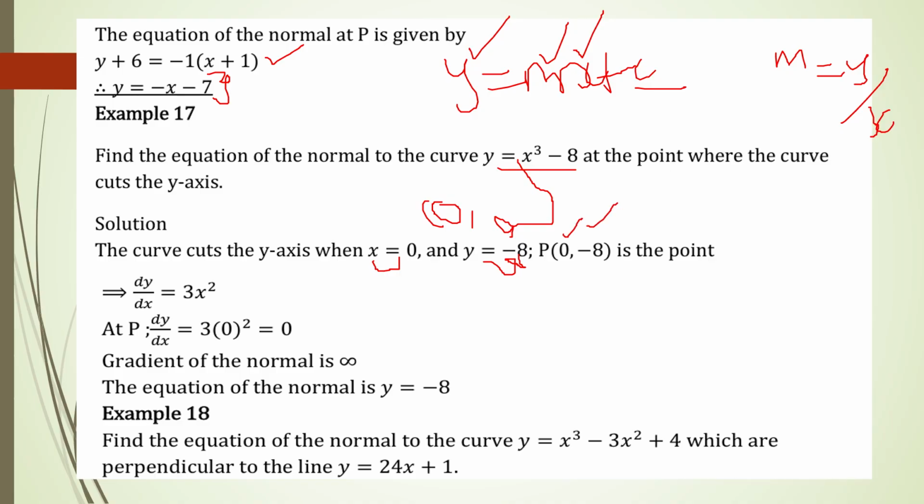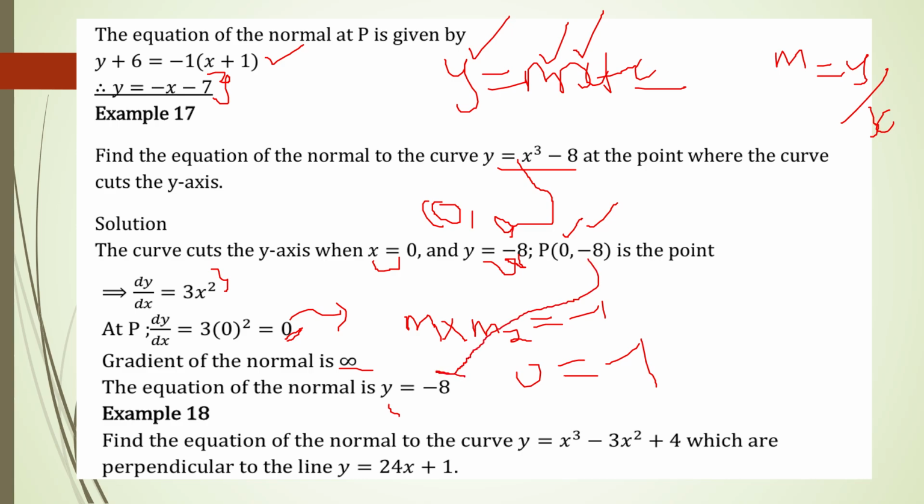For us to get the gradient, you have to find dy/dx, and then you substitute for the value of x, and our gradient is going to be 0. Now since the gradient of the tangent is 0, when you substitute it into the formula m1 times m2 equals -1, you are going to end up with 0 equal to -1. That's why we are saying that the gradient of the normal is going to be infinite. Therefore, the equation of the normal is going to be the same as the value of y, which is -8, as you have calculated.